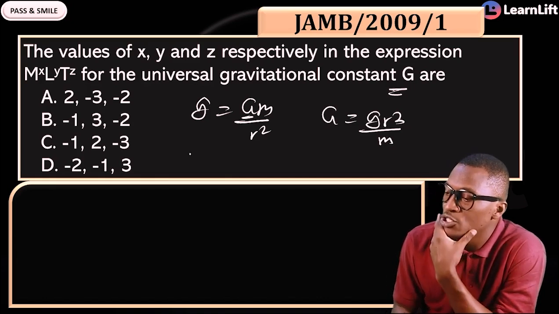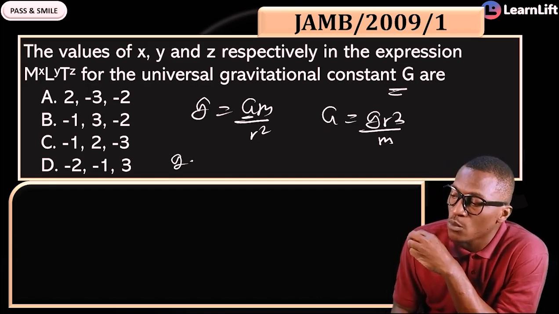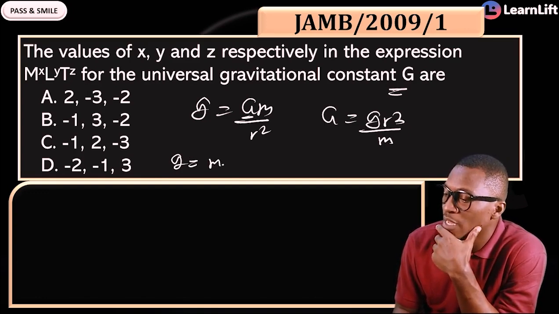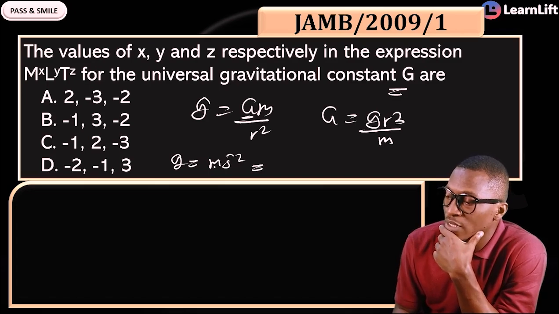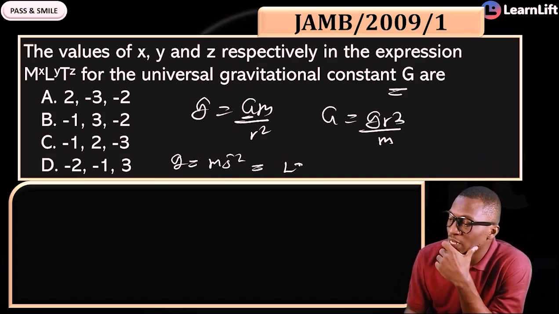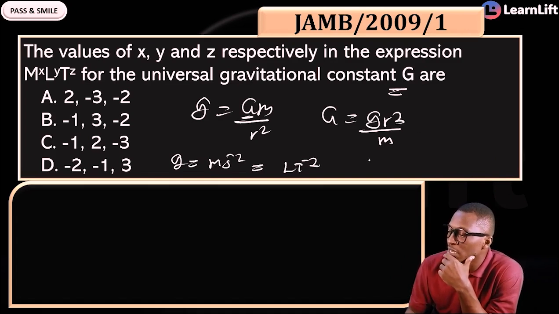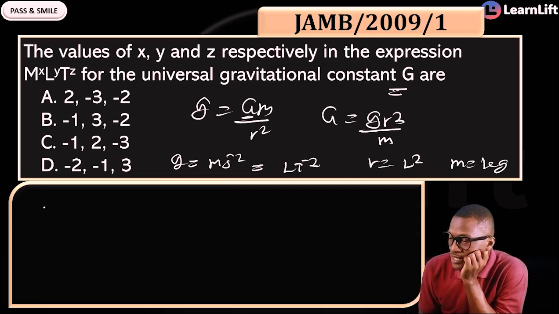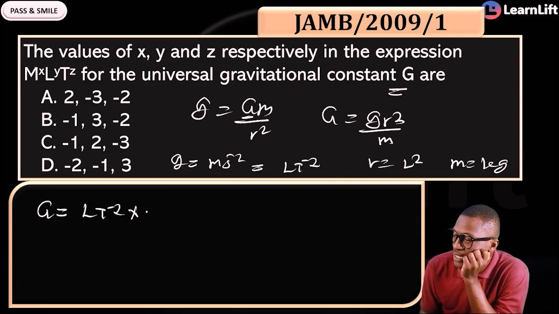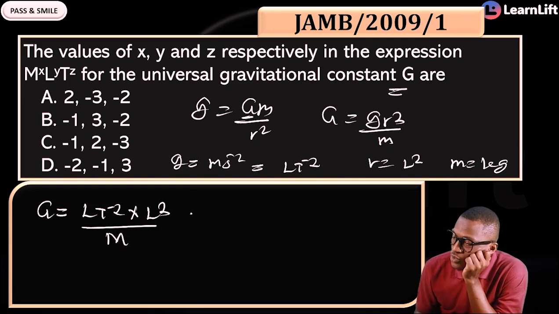Is that correct? What was g? g is acceleration. Abi, what's acceleration? Acceleration is meter per second squared, that's LT minus 2. What is distance? R is L. That will be L. So what is M? M is in kilogram. So this same thing saying G will now be equal to LT minus 2 times L squared all over capital letter M. Is that correct? So this will now be equal to L, this is 2, this is 1, that will give me L3, and this will be T minus 2 all over M.